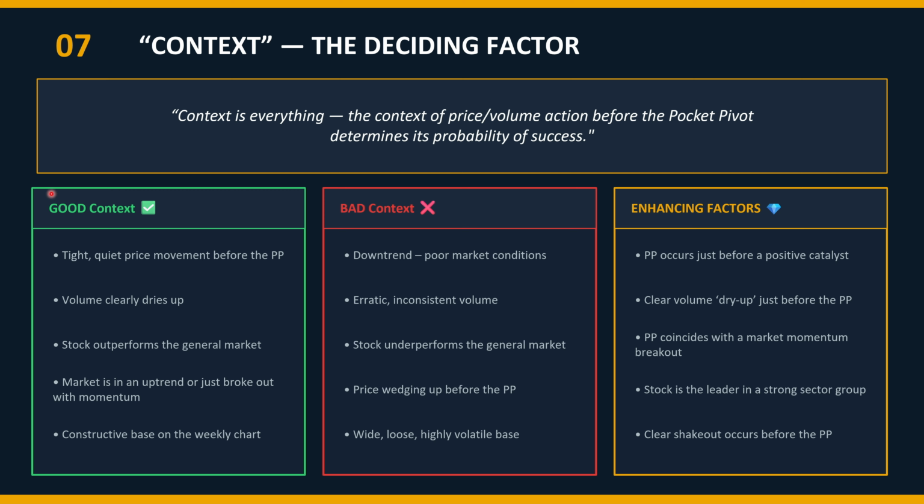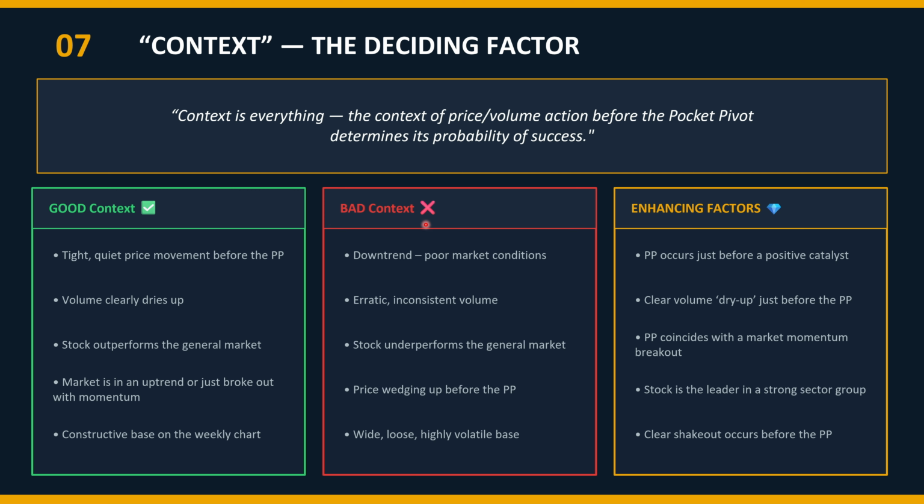Good context. What to look for. Tight, quiet price movement before the pocket pivot, a sign that smart money is accumulating. Clearly dry in volume, no one is selling, supply is being exhausted. Stock outperforming the general market, a sign of relative strength. Market is in an uptrend or has recently had a follow-through day. Constructive base on the weekly chart, tight closes, no large swings.